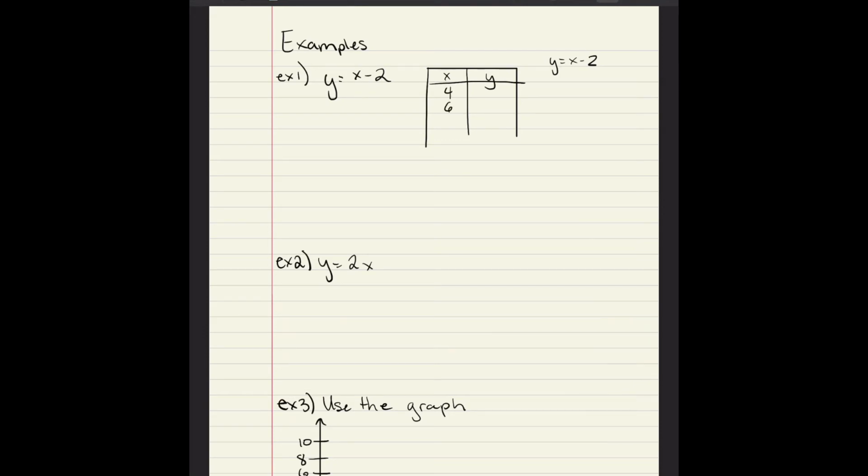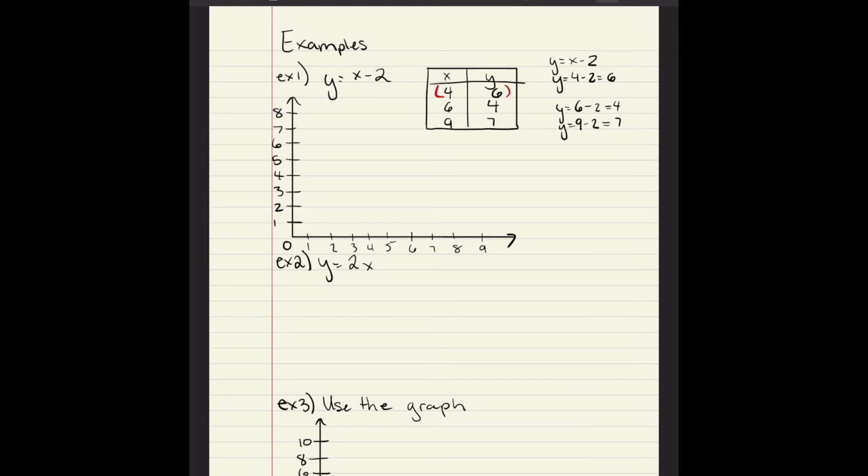So let's use 4, 6, 9 instead. So then it would be y equals 4 minus 2, which is 6. So y is 6. And when I plug in 6, 6 minus 2 equals 4. And then I have y equals 9 minus 2, which would equal 7. All right, now I'm going to graph 4 and 6.